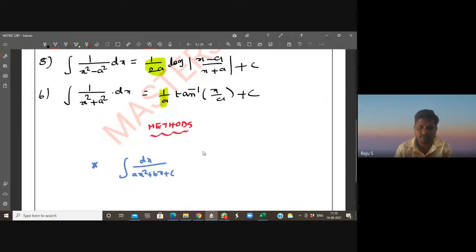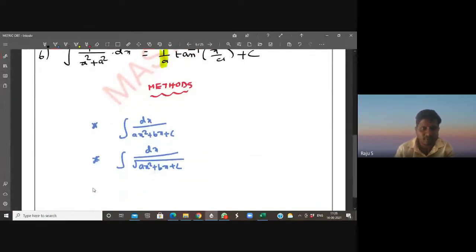So this is the first one, and the second one is integral dx by the given integrand in the form of square root of a quadratic expression, right? And the third one is px plus q by square root of ax square plus bx plus c.